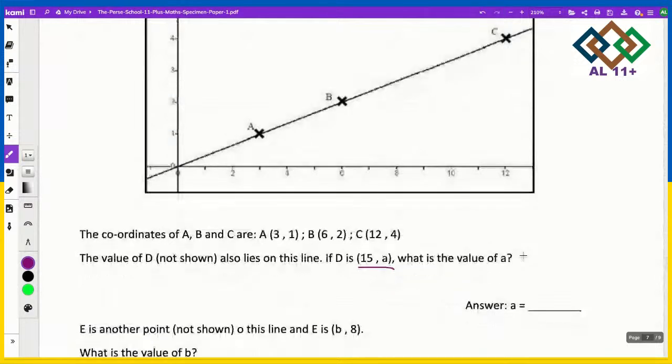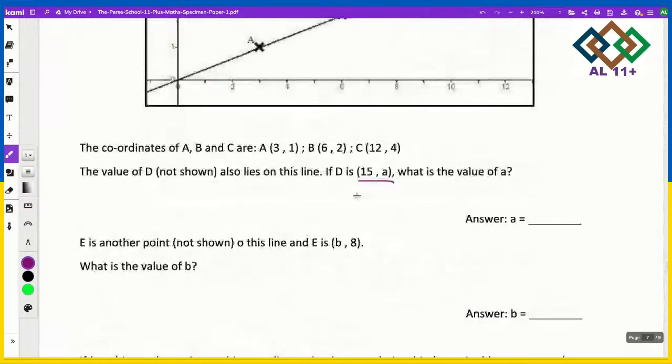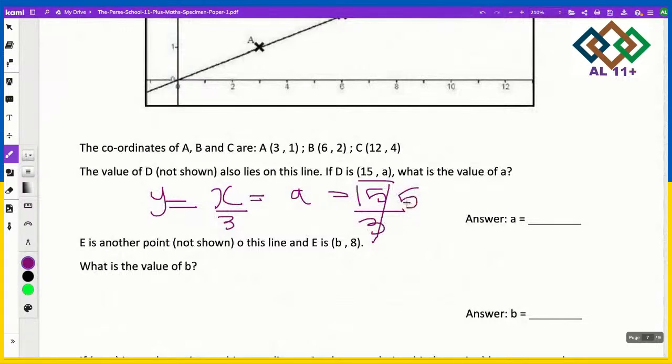So for this one, y equals x divided by 3, that equals A. Oh sorry, A equals 15 divided by 3, and we can simplify that, it is 5. So we know that it's 5 for your first one.